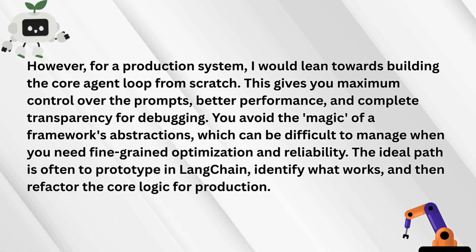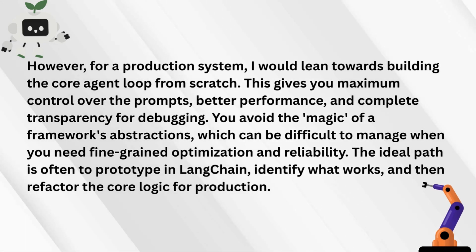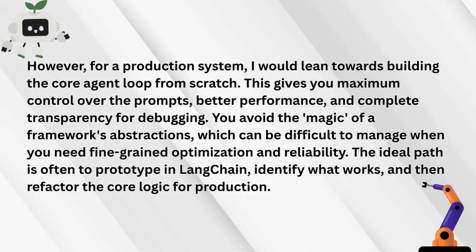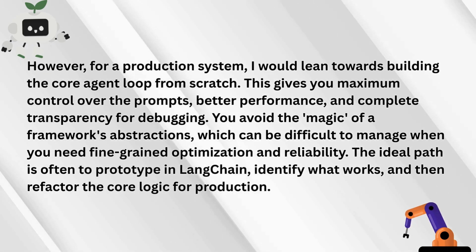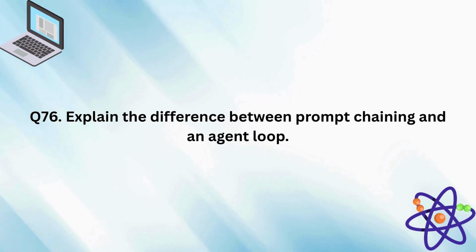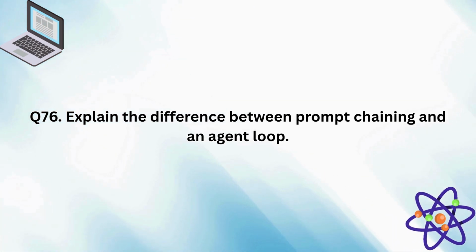However, for a production system, I would lean towards building the core agent loop from scratch. This gives you maximum control over the prompts, better performance, and complete transparency for debugging. You avoid the magic of a framework's abstractions, which can be difficult to manage when you need fine-grained optimization and reliability. The ideal path is often to prototype in LangChain, identify what works, and then refactor the core logic for production.